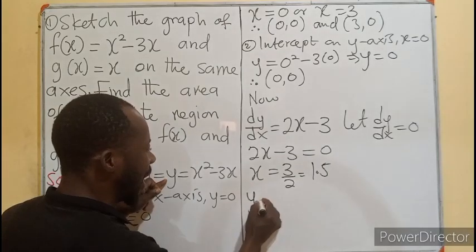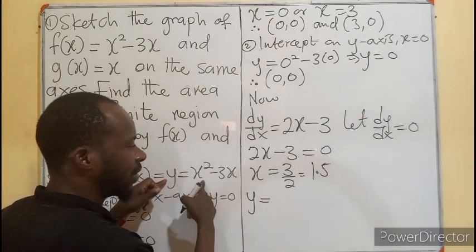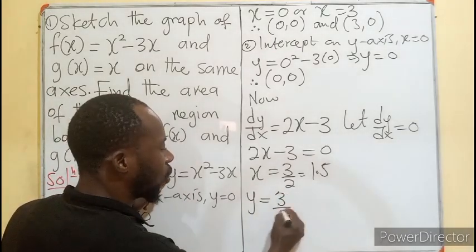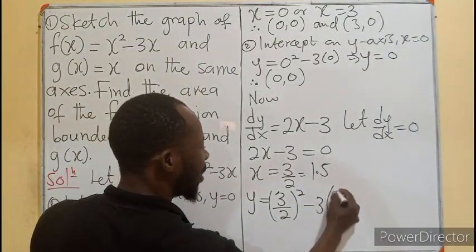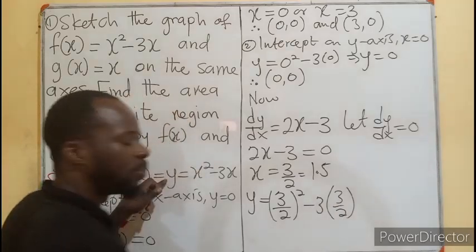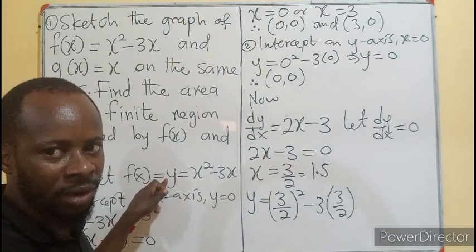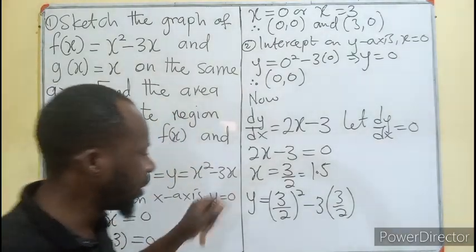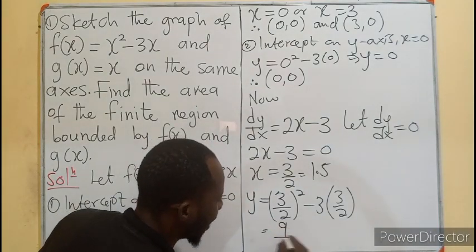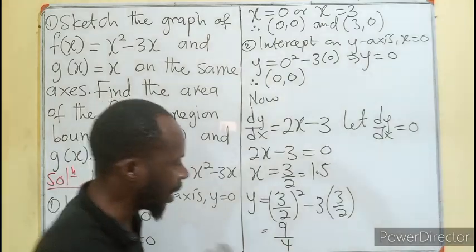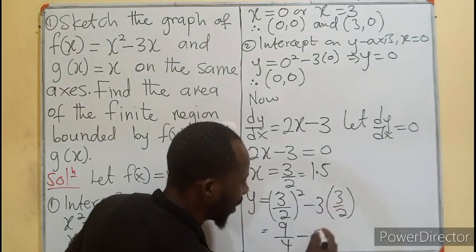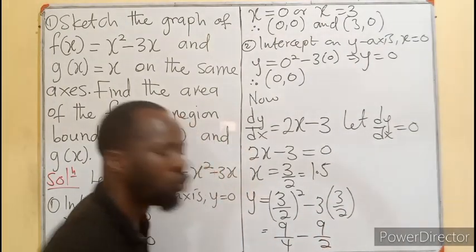So now we have y equals x, which is now 3 over 2, all squared, minus 3 over 2. Replacing the x with the values we got from the differentiation. So now this is going to be 9 over 4. You square the numerator, you square the denominator. Minus 3 times 3 will be 9 over 2.